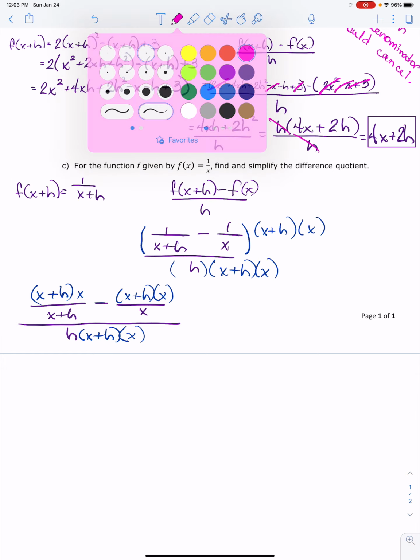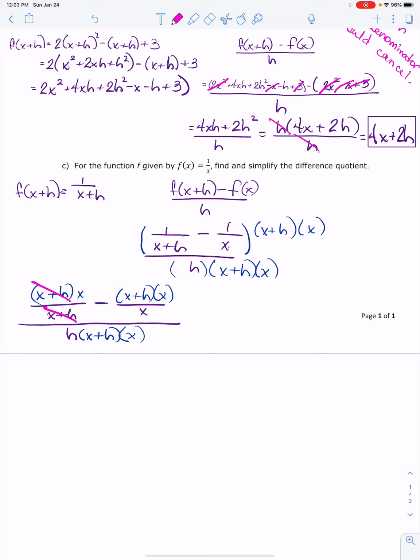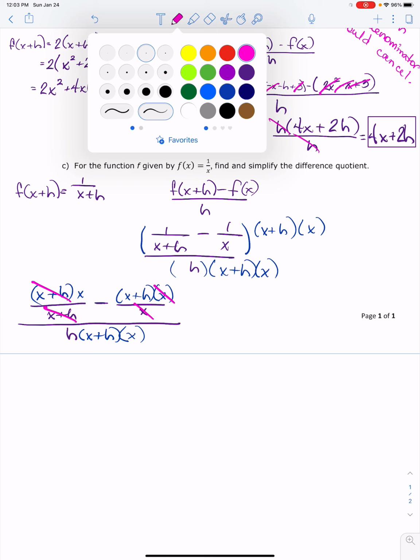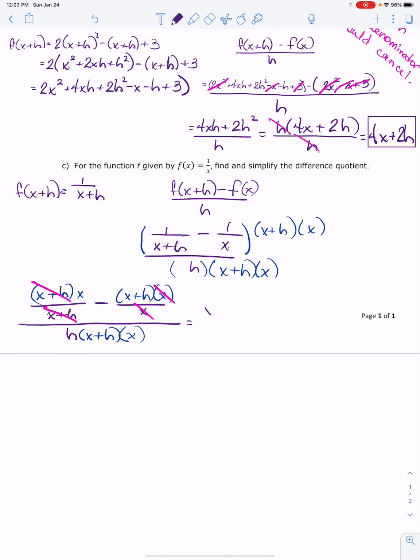Okay, so down to the canceling. I've got x plus h over x plus h. I have x over x. And I am left with x minus x plus h all over h times x plus h. I got x minus x in the numerator. These are going to cancel. I end up with a negative h over h times x plus h. Again, my h's are going to cancel. When this cancels up here, it leaves me with a 1.